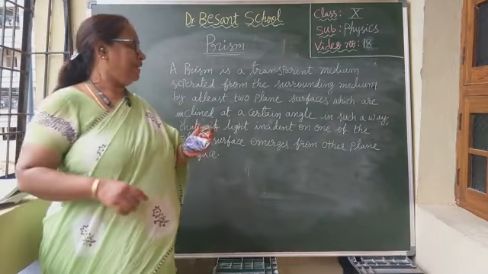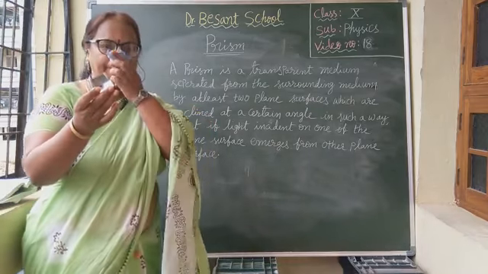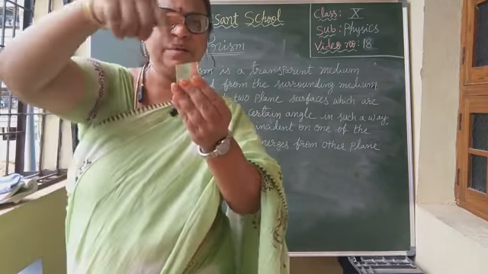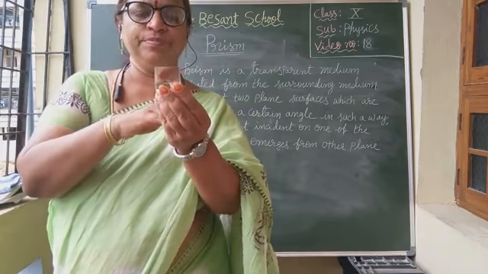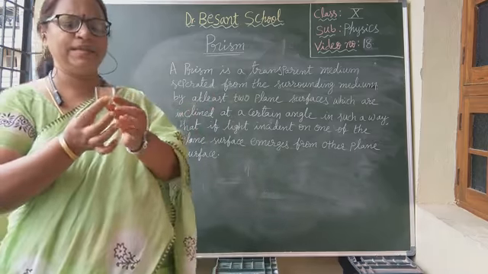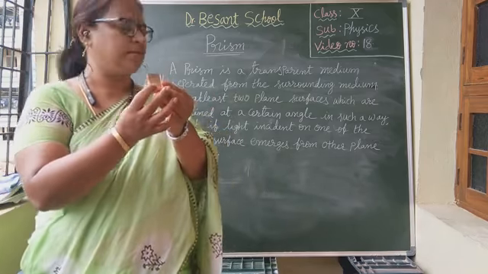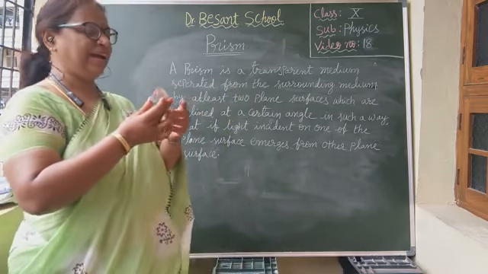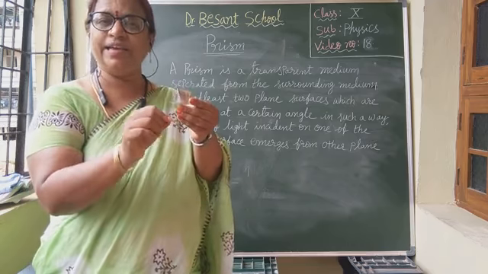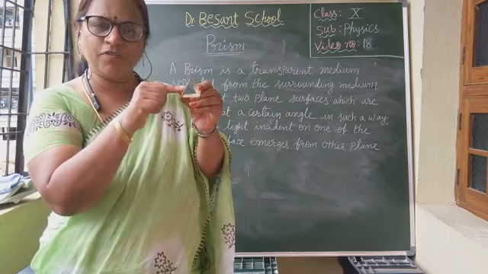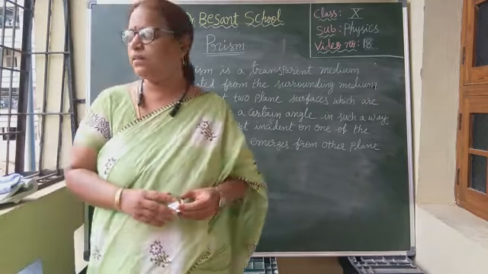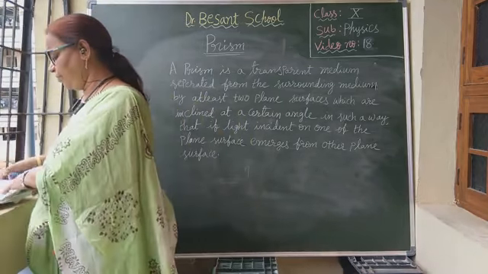A prism is a transparent medium separated from the surrounding medium by at least two plane surfaces, which are inclined at a certain angle in such a way that if light is incident on one plane surface, it emerges from the other plane surface. This is what a prism is.